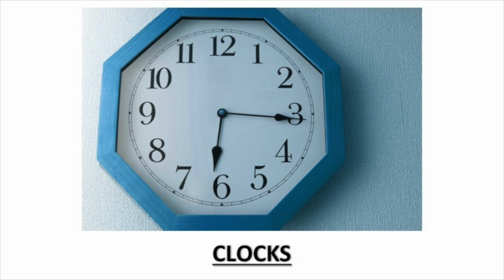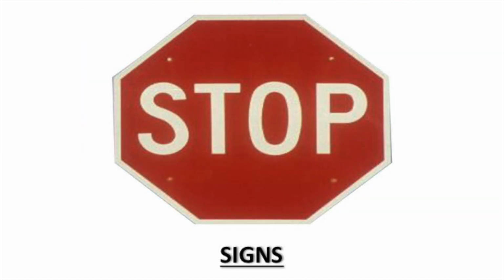How about this clock? What shape is it? Octagon, yes, you can see it's the shape of an octagon. It has 8 sides. And like we've seen in the video, what's this? Stop sign. What shape is it? Octagon, yes. Most stop signs are this shape. They'll be an octagon. We'll see these near our school sometimes because cars have to slow down or stop when people are coming or going to school.